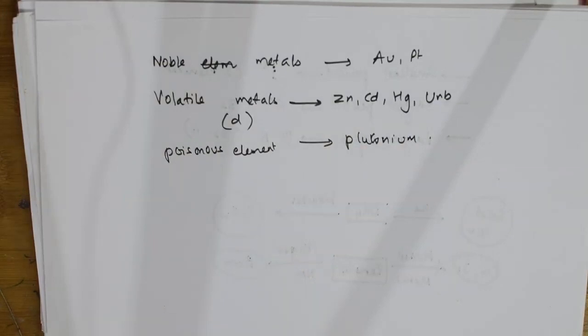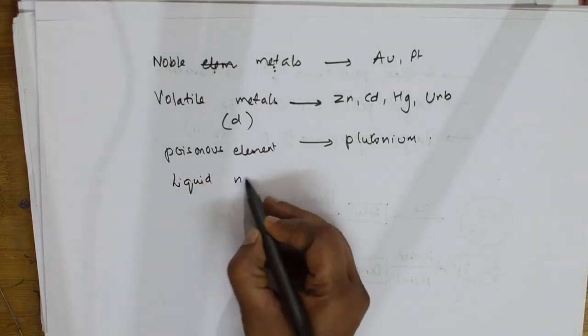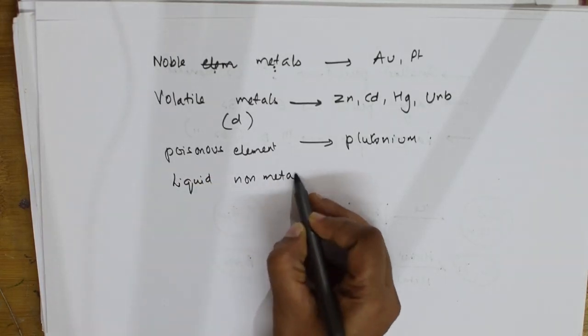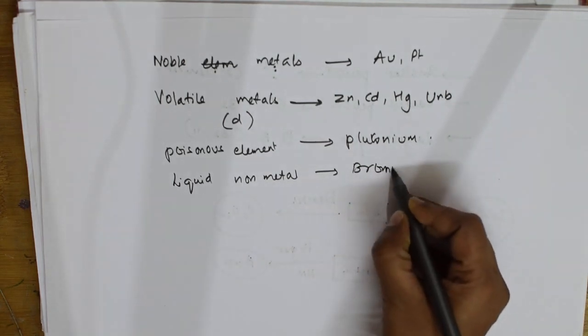Remember, students. Which is a non-metal which is liquid in state? So let us write that, liquid non-metal. So what is liquid non-metal? It's nothing but bromine. I'm sorry, not bromium, bromine.